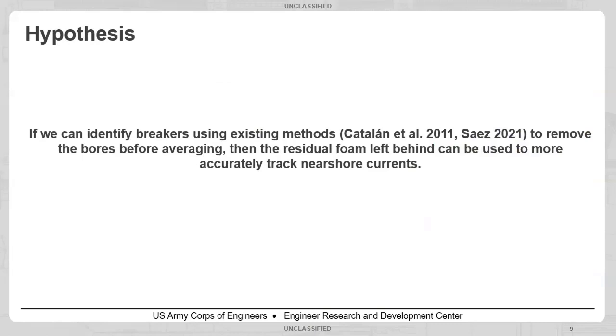So that led us to our hypothesis. Based off some of our previous work, we said, hey, if we can identify these breaking waves using some of these existing methods, we're able to remove the bores before we create these WAMs. We're going to be left with just the residual foam, and that'll give us a more accurate surface current flow, because we're not having that onshore bias that's being created from breaking waves.